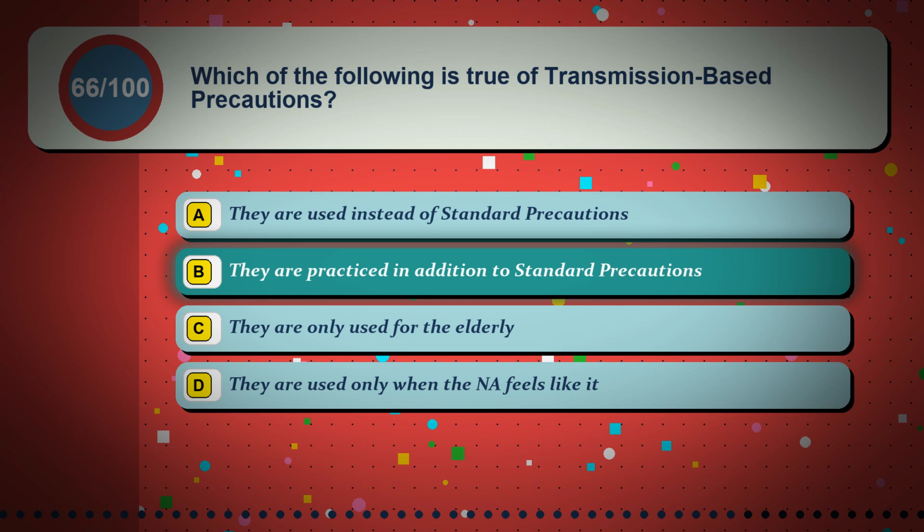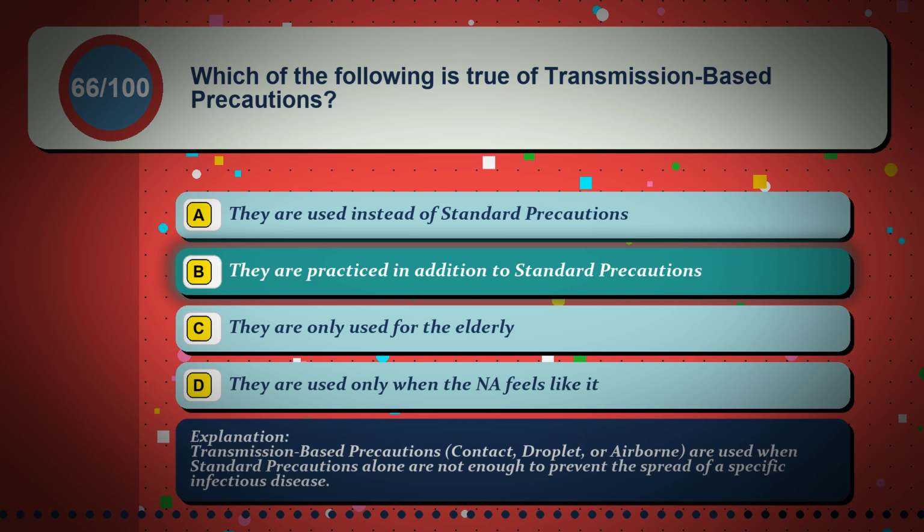The correct answer is option B. They are practiced in addition to standard precautions. Transmission-based precautions, contact, droplet, or airborne, are used when standard precautions alone are not enough to prevent the spread of a specific infectious disease.